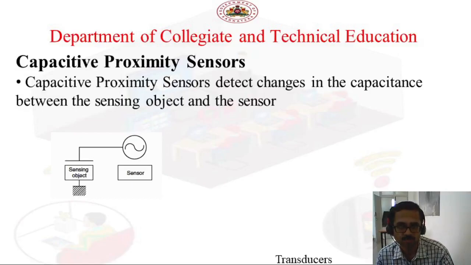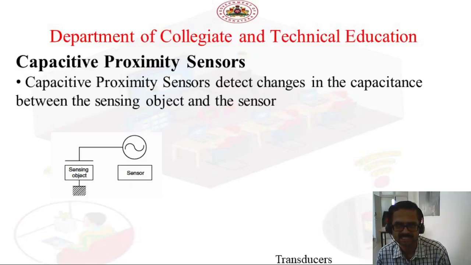Whenever there is an object, there is one parallel plate and one sensing object, and when it comes close, the dielectric value changes. So the dielectric value of that capacitance will change as the distance changes. So you can sense that change in the dielectric, which has some relationship with the change in the distance. Through that you can measure capacitance.